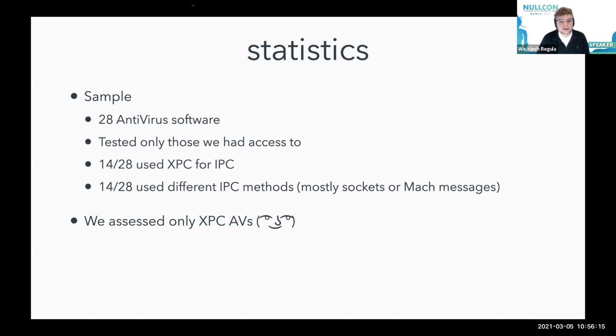The first half of the tested antiviruses used XPC. And the second, equal half, as you can see, mostly used sockets or Mach messages. So we have only assessed the XPC antiviruses. This research is still open. If you'd like to assess the second part of the antiviruses, the Mach messages part, or mostly sockets, feel free.